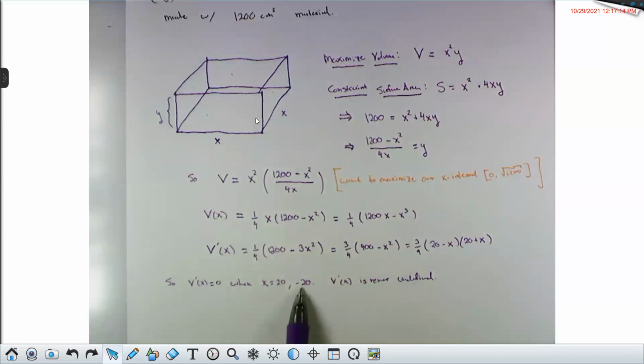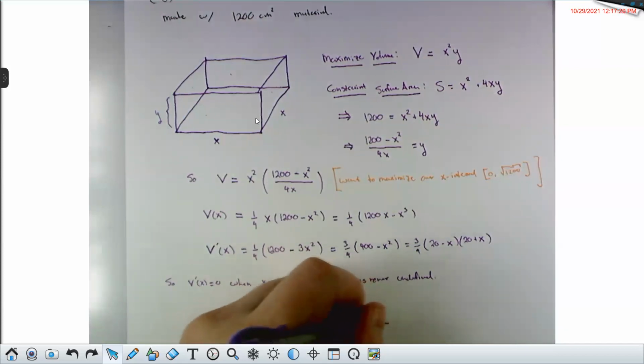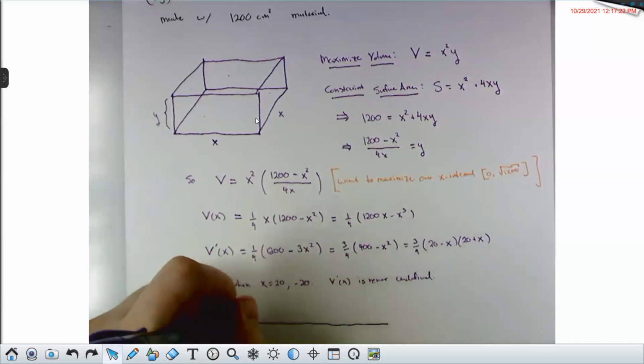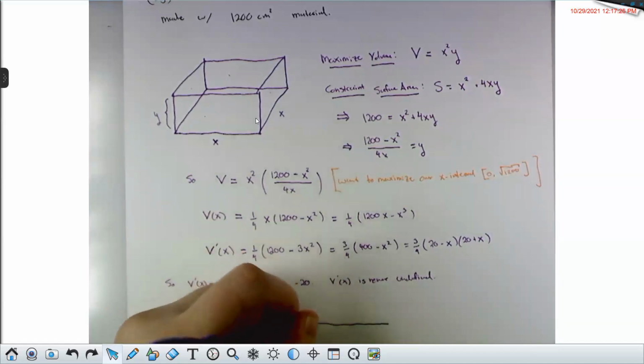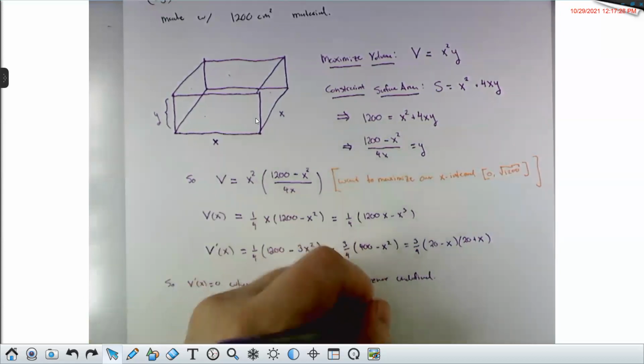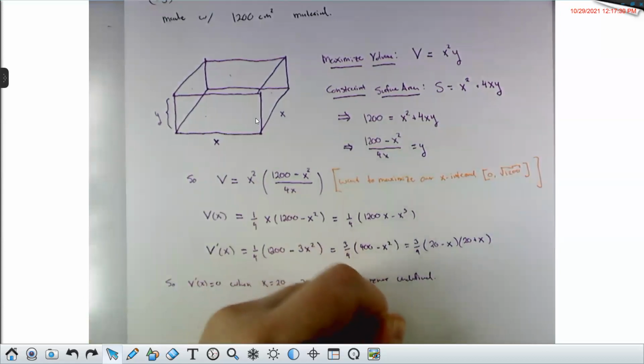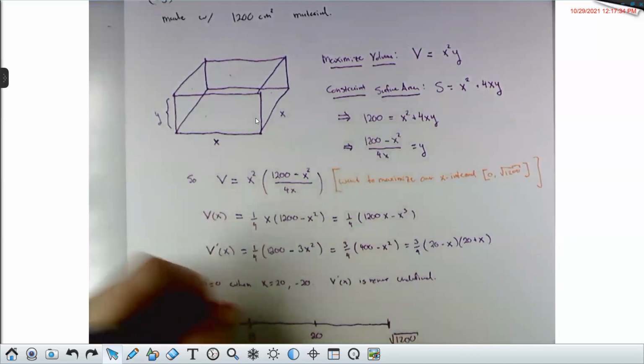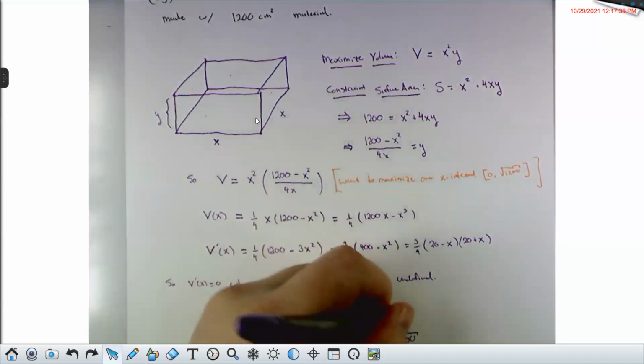Also, the negative 20 is not terribly interesting, is it? Right? I can't have a negative side length. So we put 0 over here, 20 over here, and the square root of 1200 over here. I'll make my number line for V prime.